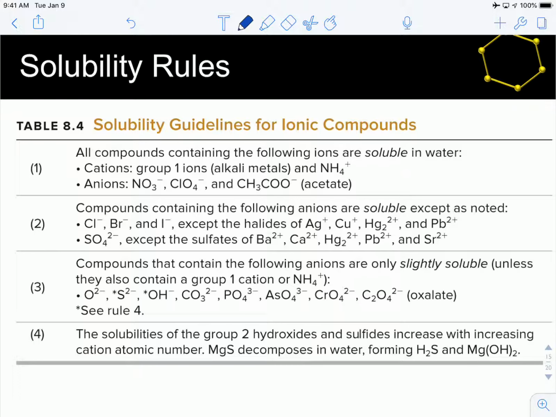And if you talk to different people, one person will say, oh, that's very soluble in water, and the other person will say, oh, it's not very soluble at all, because it really depends on their perspective of what they consider soluble or not. So these are the rules, and I'm not going to go through this chart. You have it in your book.